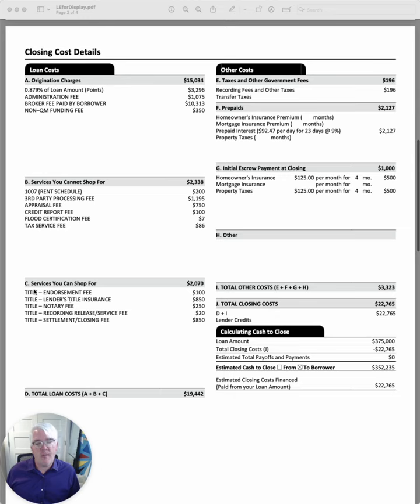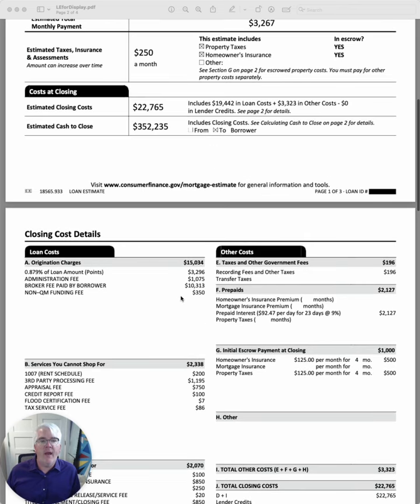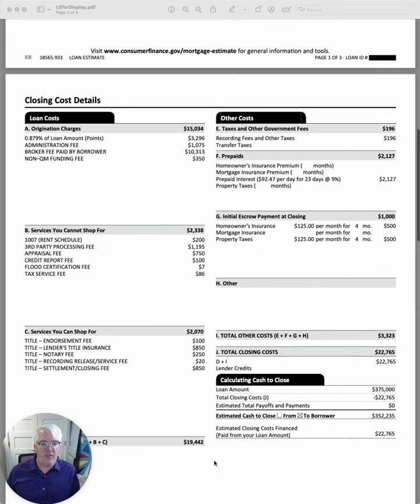Title fees, you can shop for title fees. Now this is an important piece here: generally speaking, if it's a purchase, the title company will be chosen by the sellers, usually the seller's real estate agent. So that's where it comes from. In a refinance, the borrower can choose a title company. In this particular instance, I have chosen the title company with permission of the borrower. Moving up, this gets you the total loan cost of $19,442, and again, you look at this $22,765, you see that $19,442 in loan costs is listed there, and that's the total of this column right here.